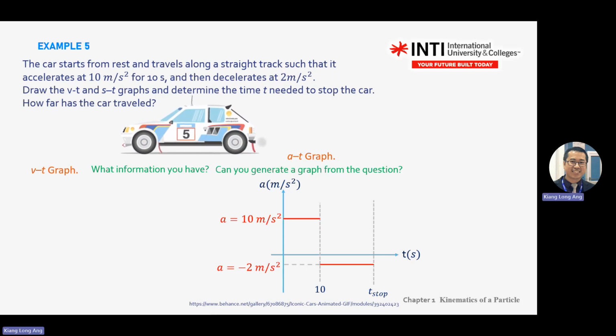So how do you do it? Do you integrate or differentiate? You go from here to here. What do you do? Integrate. So from velocity and acceleration, rearrange the equation, pull the dt to the left, and then put in the integration sign, to find the equation from 0 to t stop.